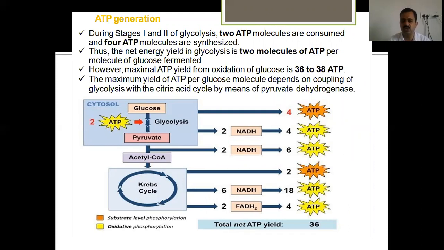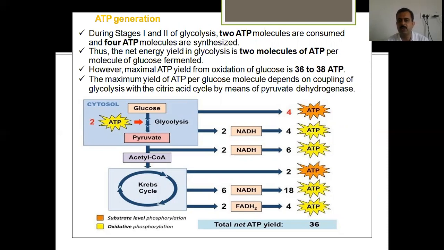During stage 1 and stage 2 of glycolysis, 2 ATP molecules are consumed and 4 ATP molecules are synthesized. Yesterday we have seen this pathway as well. Thus the net energy yield in glycolysis is 2 molecules of ATP per molecule of glucose fermented. However, maximal ATP yield from oxidation of glucose is 36 to 38 ATP. Okay, 36 to 38 ATPs are generated.